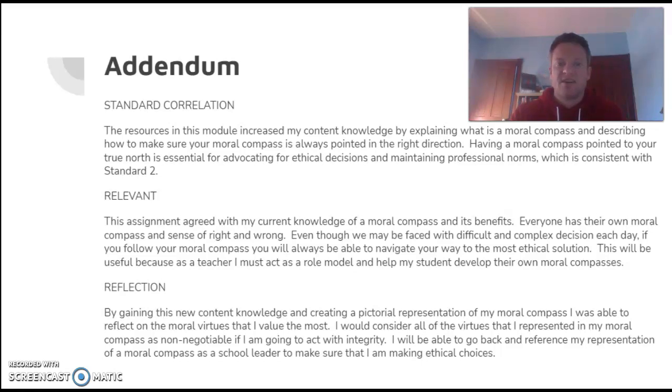By gaining this new content knowledge and creating a pictorial representation of my moral compass, I was able to reflect on the virtues that I value the most. I would consider all of the virtues that represent my moral compass as non-negotiable if I'm going to act with integrity. I'll be able to go back and reference my moral compass as a school leader and make sure that I'm making ethical choices.